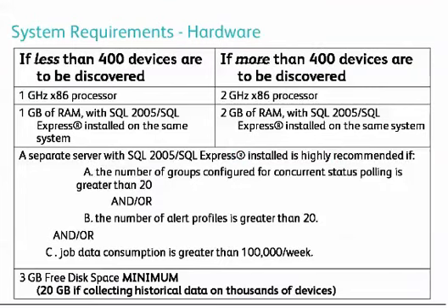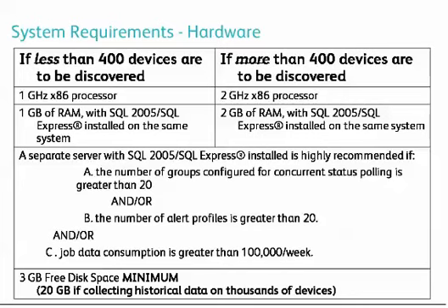If there are fewer than 400 devices, we recommend a 1 GHz x86 processor with 1 GB of RAM. If there are more than 400 devices, we recommend a 2 GHz x86 processor with 2 GB of RAM. A separate server with SQL Express installed is highly recommended if A.